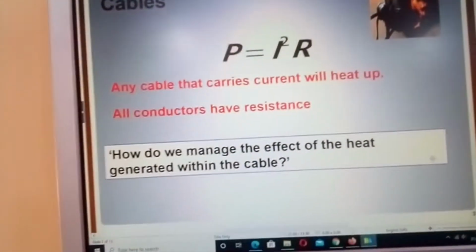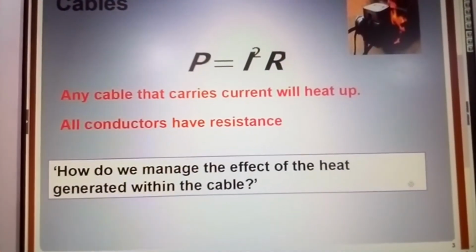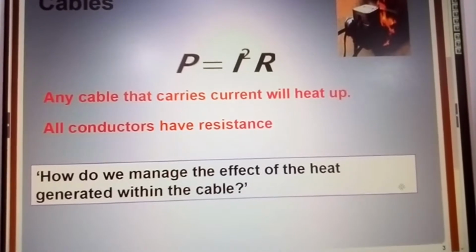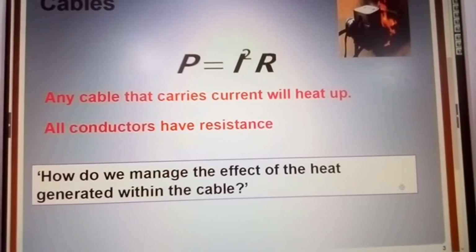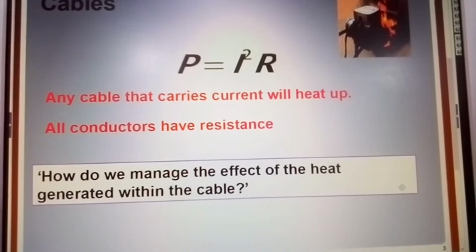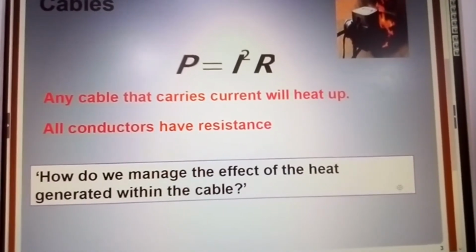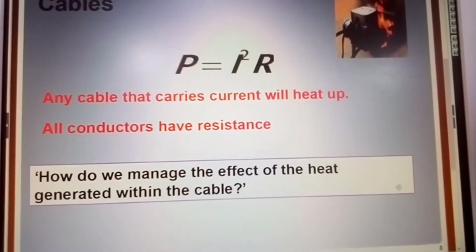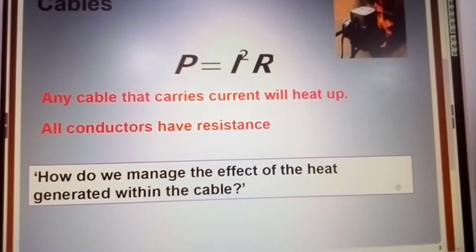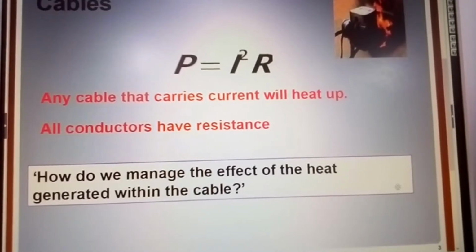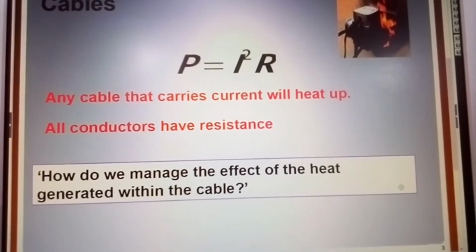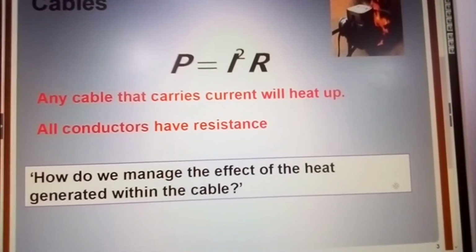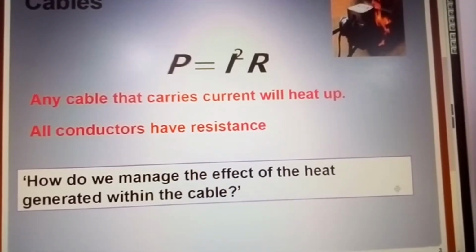Now all conductors have resistance. How do we manage the effect of the heat generated within the cables? And that is what we're going to be looking at. Right, heat is your enemy. Cables heating up or getting hot is your enemy, so you have to treat it as such.